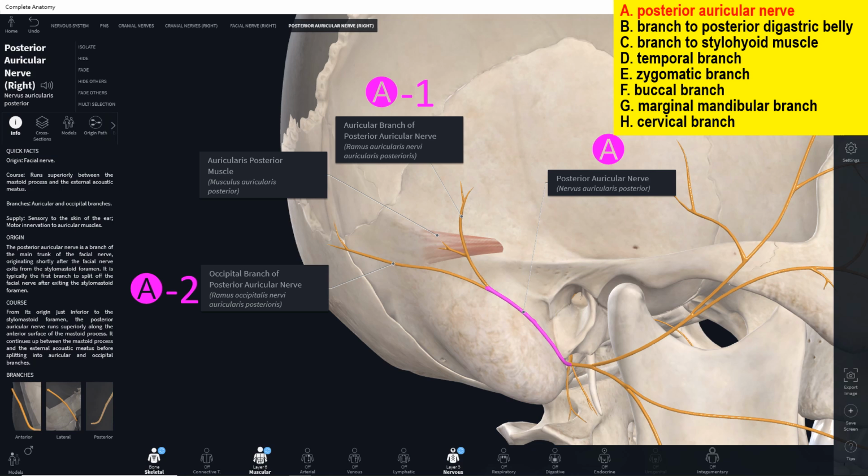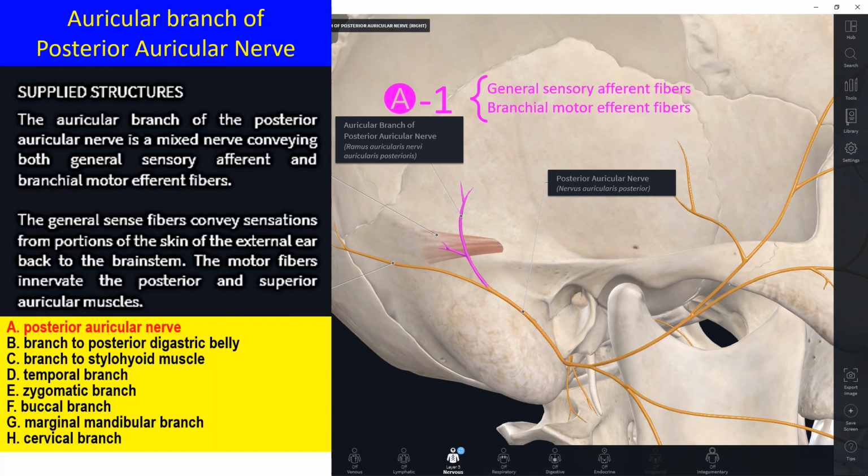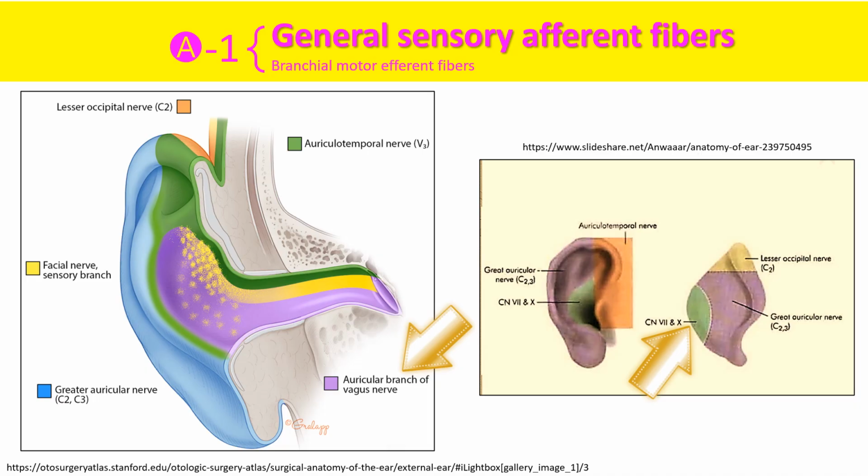The letter A represents the posterior auricular nerve, which further branches into A1, the auricular branch, and A2, the occipital branch of the posterior auricular nerve. The auricular branch of the posterior auricular nerve is a mixed nerve. It contains general sensory afferent fibers and branchial motor efferent fibers. The general sensory afferent fibers can transmit partial skin sensation from the external ear, as evident from their pathway. They relay this information back to the brainstem.